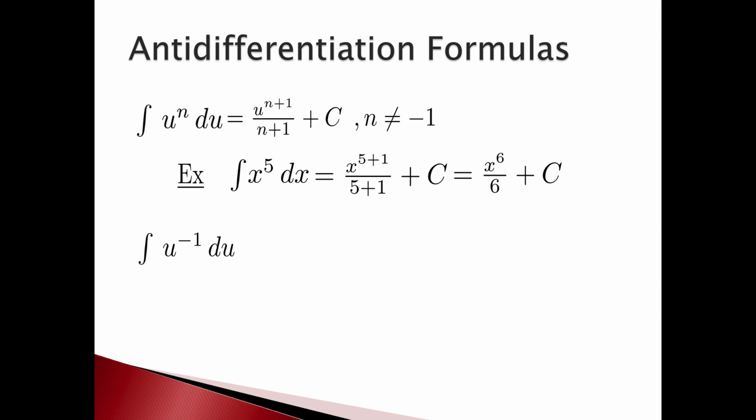Okay, so I mentioned before when n was equal to -1 in that rule, this rule doesn't work anymore. And the reason is because doing u to the -1 is really doing 1 over u. And that should be the antiderivative for what? Not u raised to a power, but for a log.